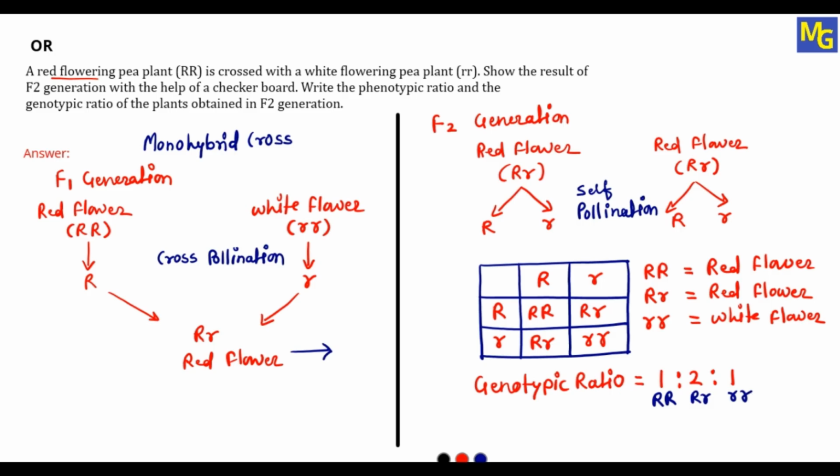Now the next is phenotypic ratio. So I'll write it here. Phenotypic ratio means physically how it looks, which color, that we have to write here.